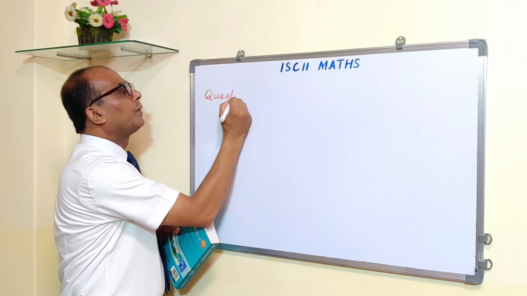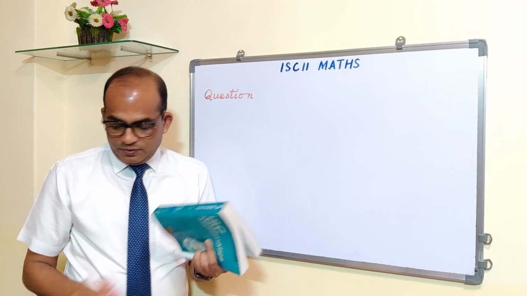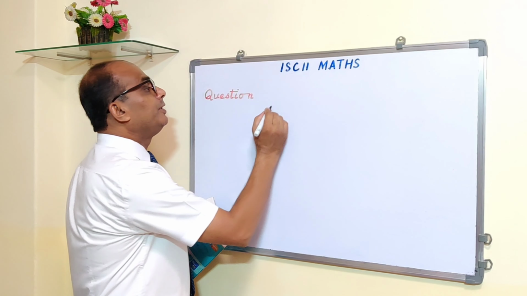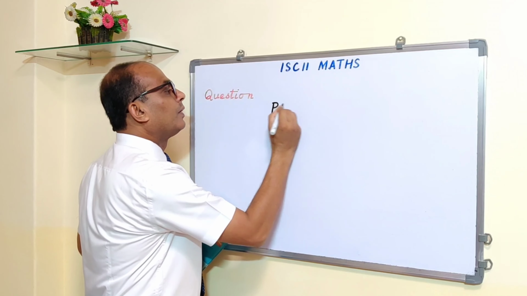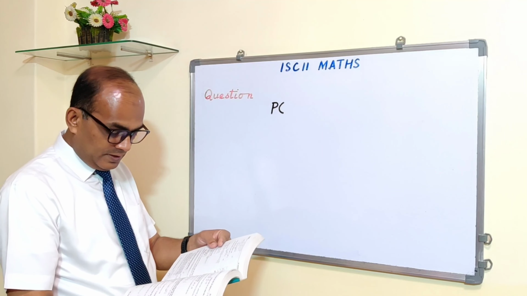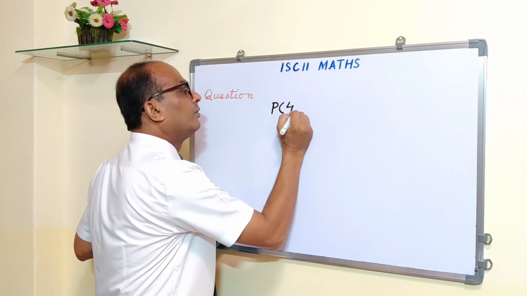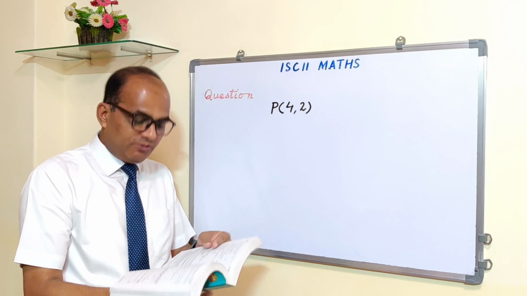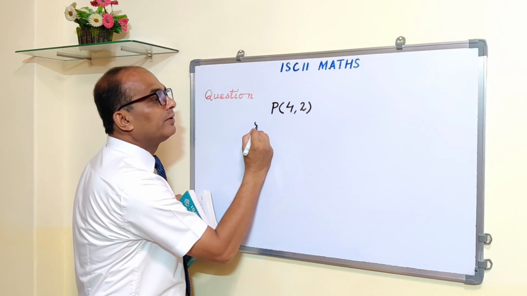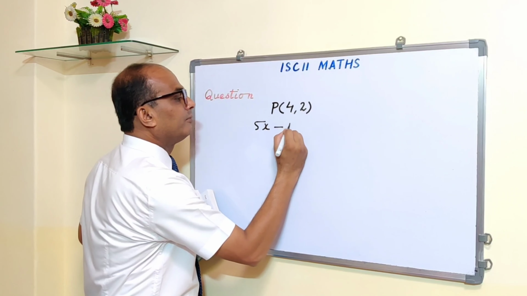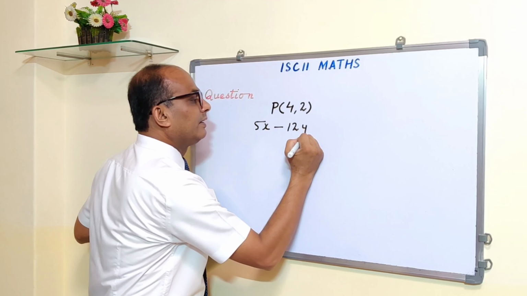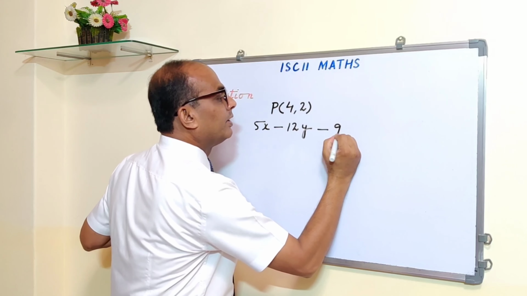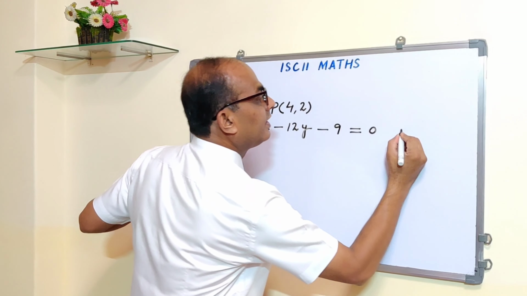The question is this. There's a point P. Coordinates are 4 and 2. And the straight line is 5x minus 12y minus 9 is equal to 0. This is the given straight line.